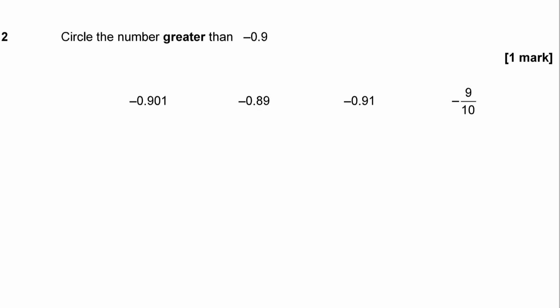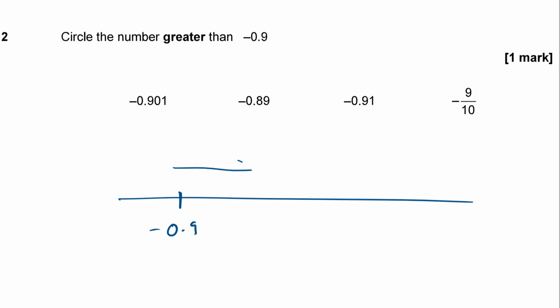Question 2. Circle the number greater than negative 0.9. Okay, so just take care of negative numbers. Greater than will be less negative. So if you're at 0 or minus 0.9 on the number line, greater is actually in this direction, isn't it, where the numbers are going to get less big or more positive, I suppose is another way of thinking about it.